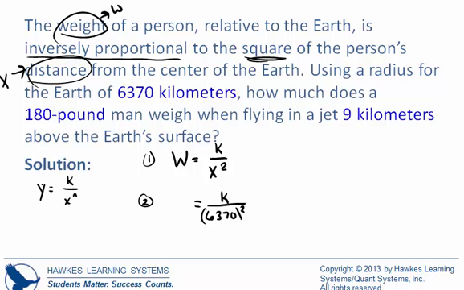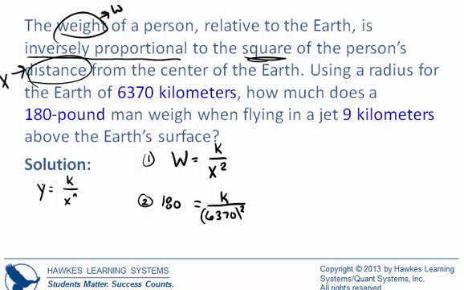And then we're going to need to find the weight. So we know that the person weighs 180 pounds. So I'm going to put 180 in for the W. All right, so we have a radius of 6,370, which represents our distance. That's our X. And we have the man's weight, which is going in for the W. And we're going to use that in order to solve for the K.